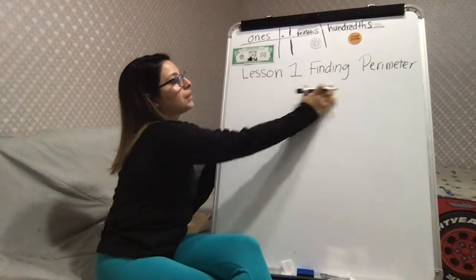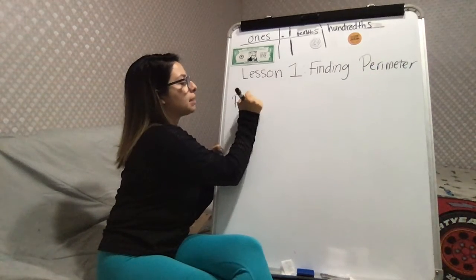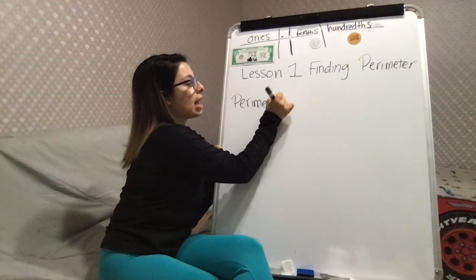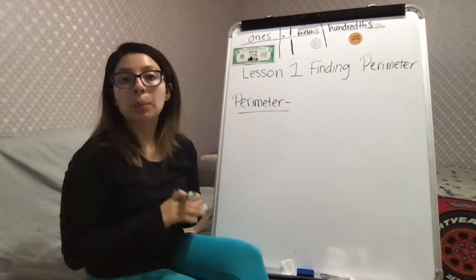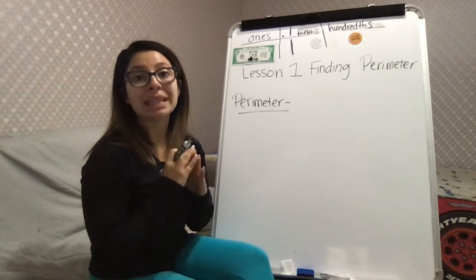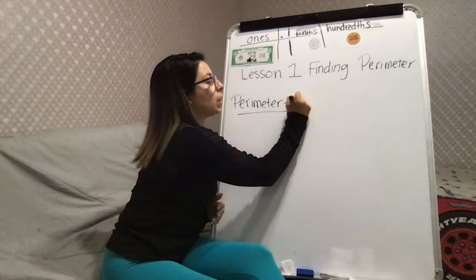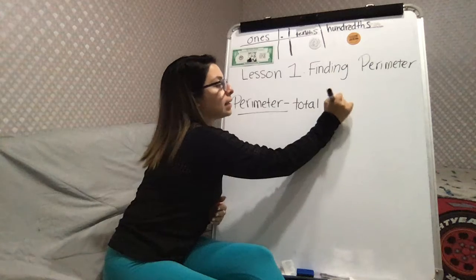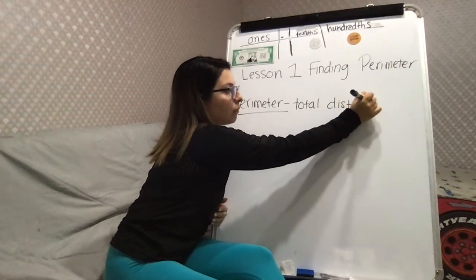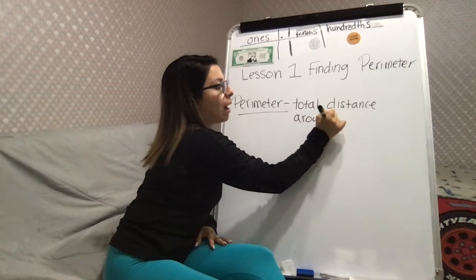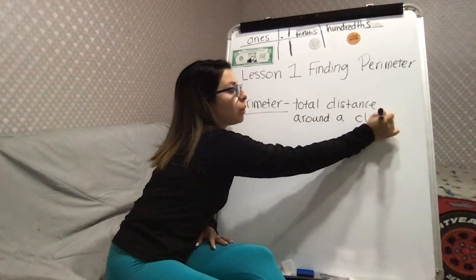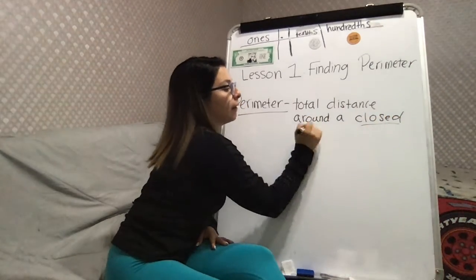So let's first off talk about what exactly is perimeter. And this, like I said, should be a review. Your perimeter is the total amount of distance. So we could say the total distance, let's say, around a closed figure.